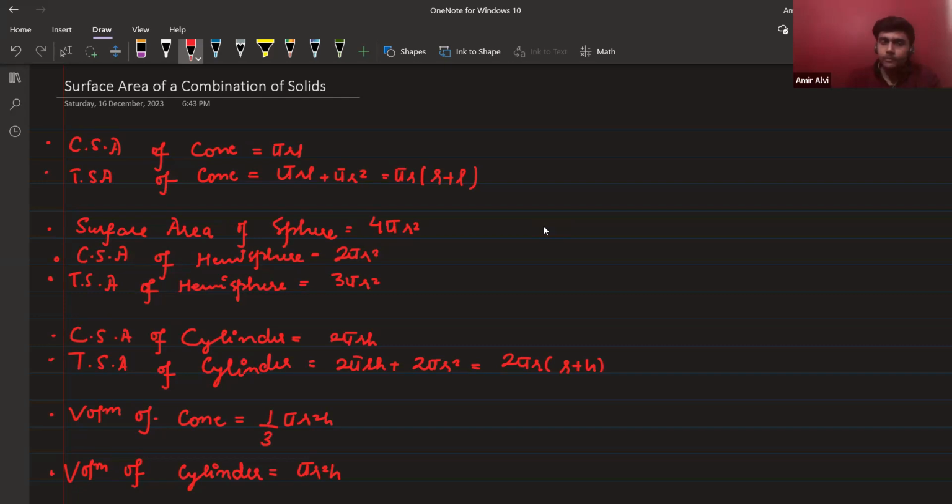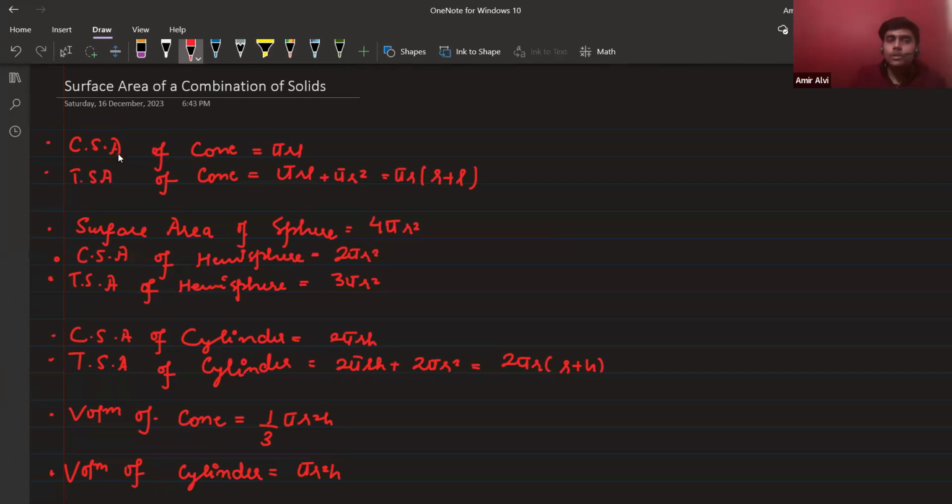This chapter is totally based on formulas. If you don't know the formula, nothing can happen. You are not able to solve any single question. It's completely based on formulas. There is no logic in this chapter, no conceptual questions, only formula based questions. Simple, clear?